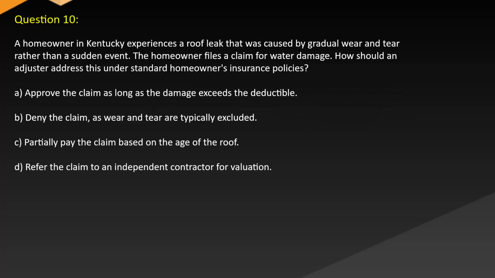Question 10. A homeowner in Kentucky experiences a roof leak that was caused by gradual wear and tear rather than a sudden event. The homeowner files a claim for water damage. How should an adjuster address this under standard homeowners insurance policies? A. Approve the claim as long as the damage exceeds the deductible. B. Deny the claim as wear and tear are typically excluded. C. Partially pay the claim based on the age of the roof. D. Refer the claim to an independent contractor for valuation.